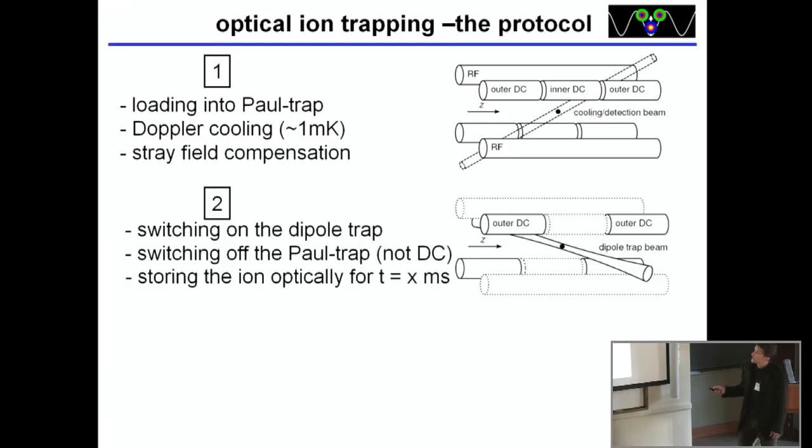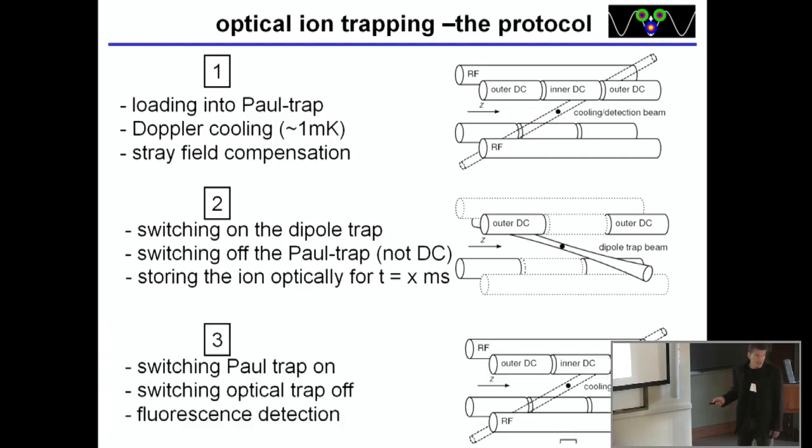The next step is then we switch on the dipole trap, and we switch off the pole trap, not the DC fields here, because the Rayleigh length of this laser beam, focused down to, in this case, 5 to 6 micrometers, is too long. So we need an additional confinement along the K vector of the laser beam, and this is provided by the DC fields. And then we are storing the ions optically for a certain amount of time.